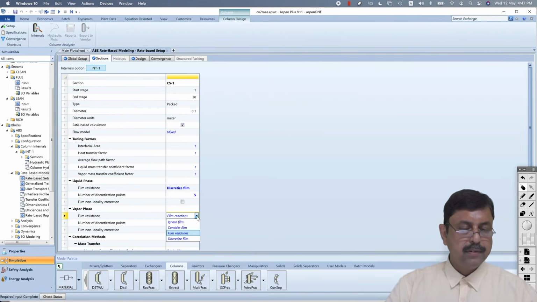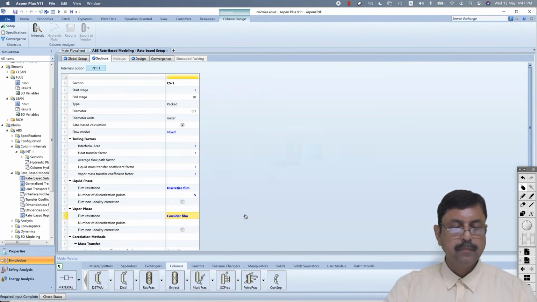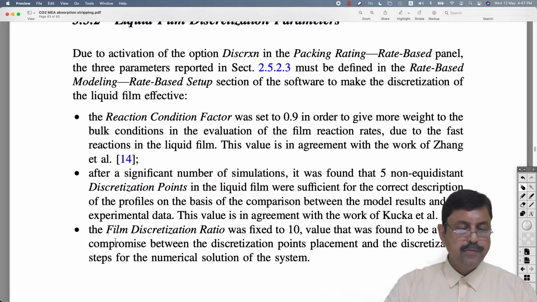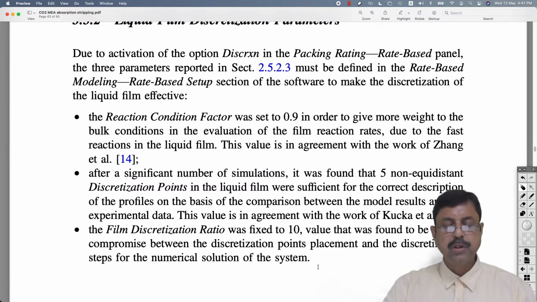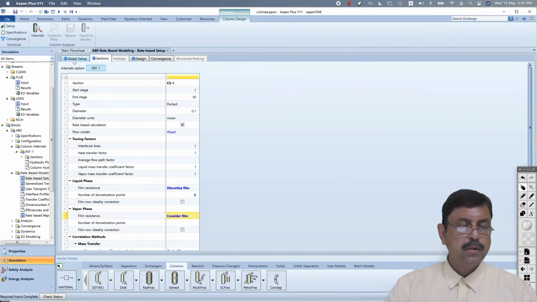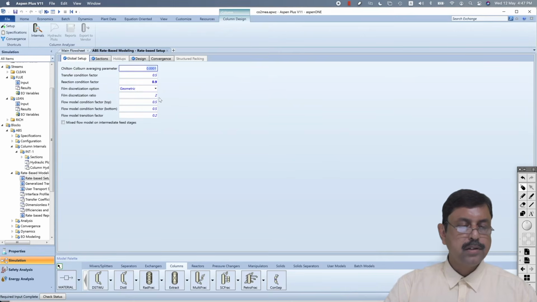For the vapor phase, we'll also consider the film, and then the film discretization ratio was fixed at 10. That was found to be a good compromise between discretization point placement and discretization steps for the numerical solution of the system. So we shall look for film discretization ratio and put it as 10.